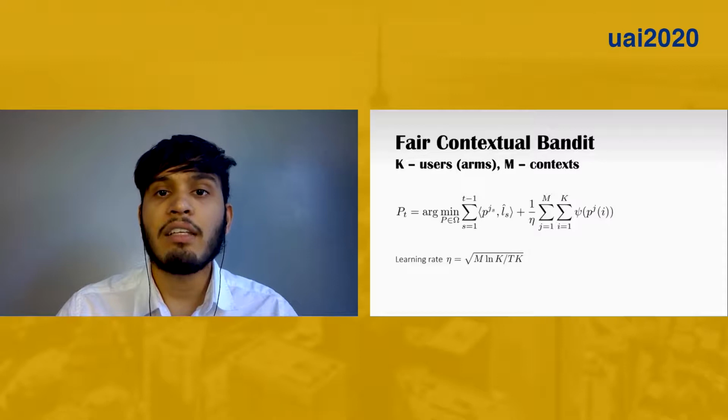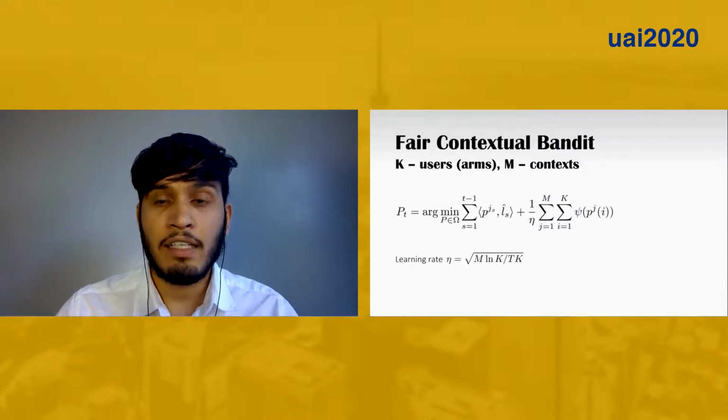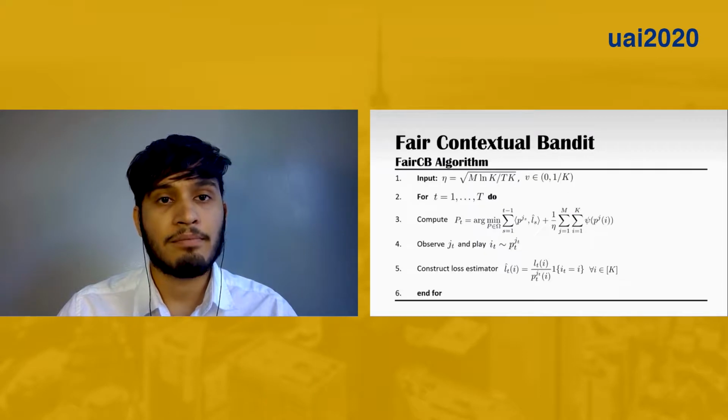Therefore, we can update the contextual FTRL approach to finding the probability distribution from the convex set omega that minimizes the previous losses. We select the learning rate as the square root of m log k by tk, which minimizes the regret of the algorithm, where t is the number of time steps.